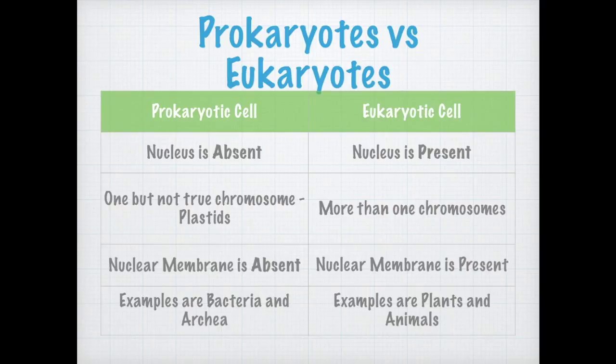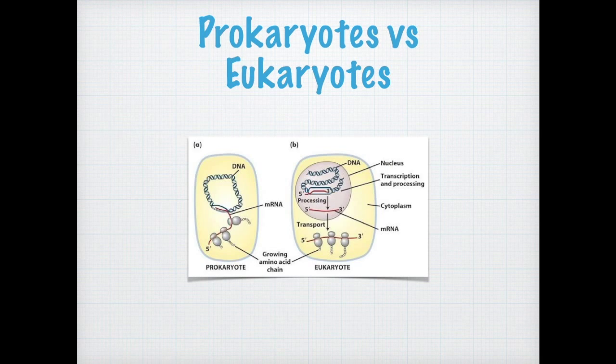Okay, eukaryotic cells have more than one chromosome. The prokaryotic cells don't have a nuclear membrane. The eukaryotic cells have a nuclear membrane. Prokaryotic cells are basically incomplete eukaryotic cells. Okay, they don't have a proper structure. The examples of prokaryotic cells are bacteria and archaea, and the examples of eukaryotic cells are the cells of plants and animals.